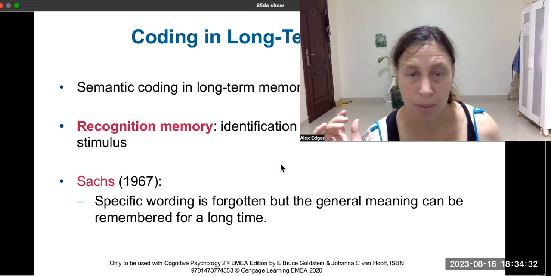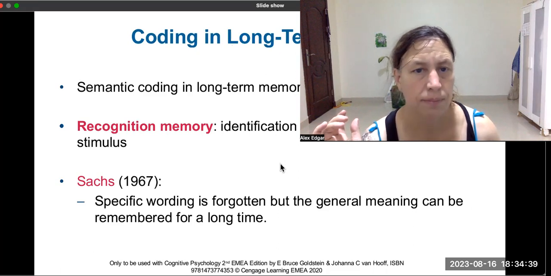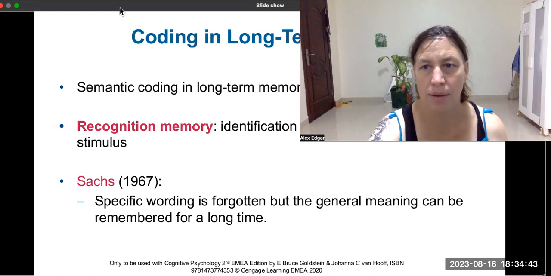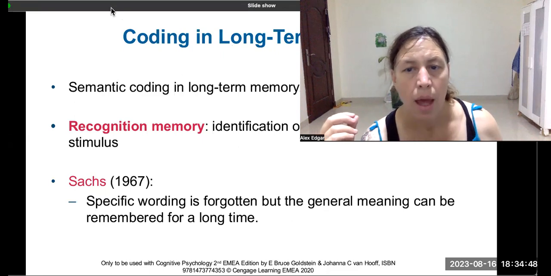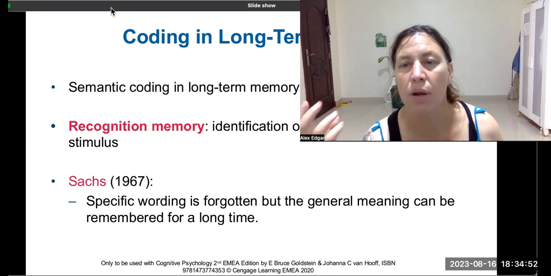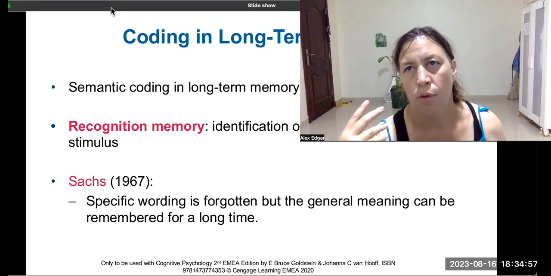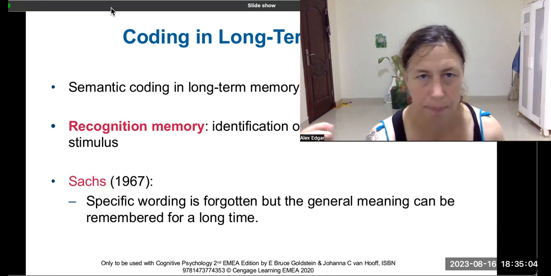In long-term memory, we're talking about semantic coding here. Semantic coding is about information. There's recognition memory. When you recognize something as familiar, you remember what it is. And semantic memory is also when you remember generalizations, you remember the general meaning, the gist, the outcome, the conclusion, the strategy, but you forget the specifics. You forget the specific details and the specific wording.